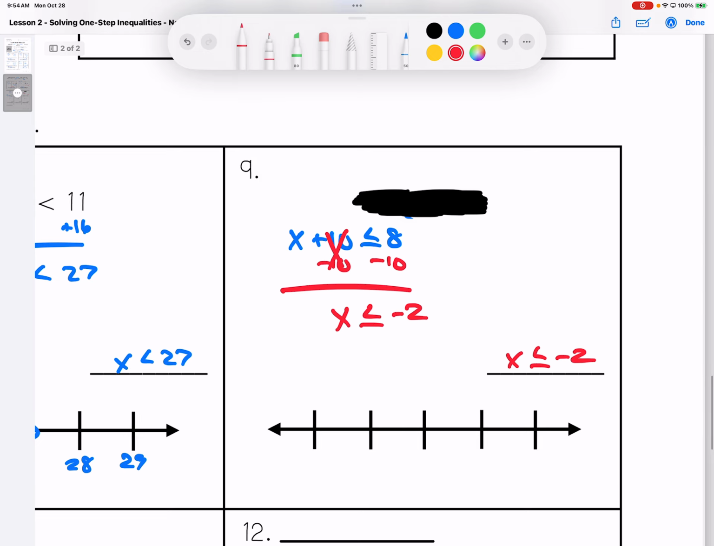Okay. I'm going to come down here. Negative 2, 0, 2. I'm counting by 2s this time. You know why? Because I can. You don't always have to count by 1s. All right. It's a closed dot on negative 2, and it's going to go less than. So it's going to go to the left.